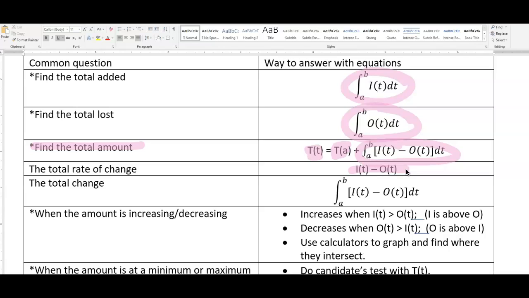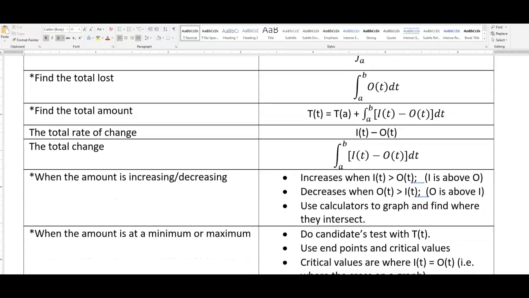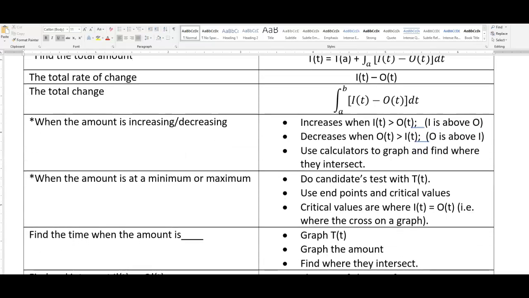We might see something like that. This one represents the rate at which the total amount is being changed. So instead of this is a total rate of change, this is a total amount change. Okay. So in other words, this one tells you how fast the total is changing. This one tells you how much the amount changed by. So those are different things, amounts versus rates.